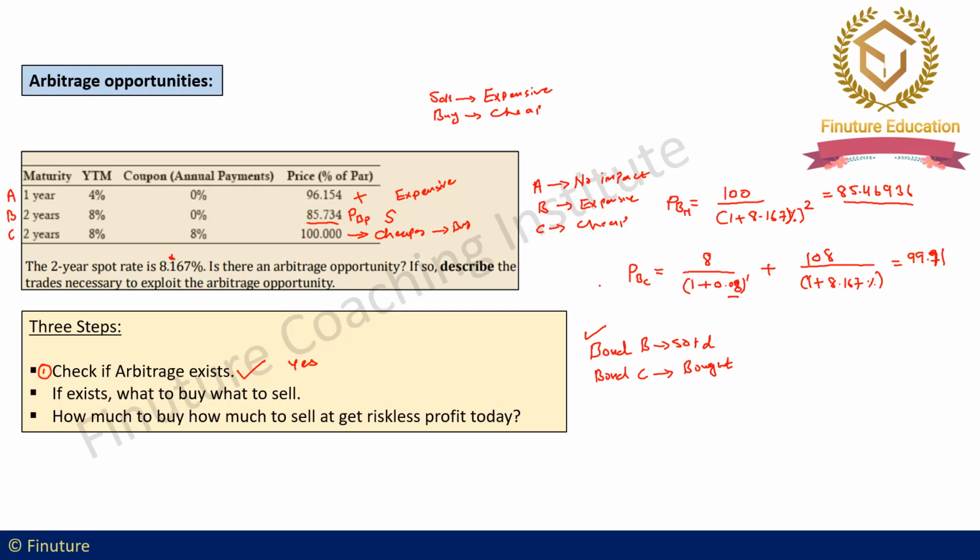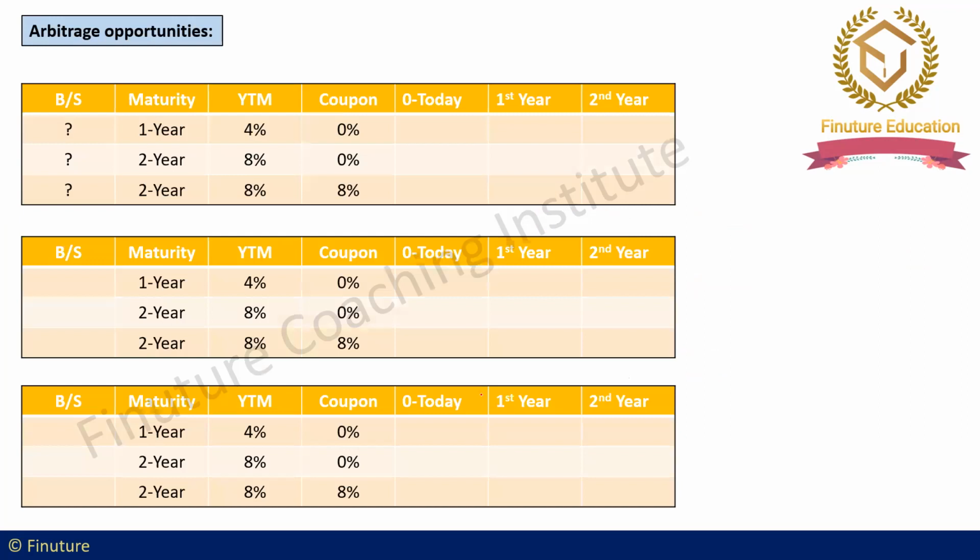Now, very important, this is a key step: how much to buy, how much to sell to get riskless profit today. Very important. Let's see how we do it. First of all, I'll just fill in this information. Initially the question was if arbitrage exists. Yes, we saw that it exists. And now we have decided that bond B is to be sold and bond C is to be bought.